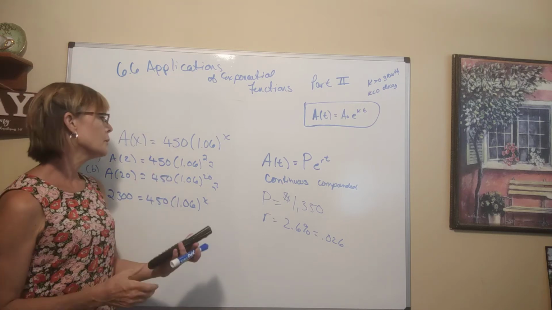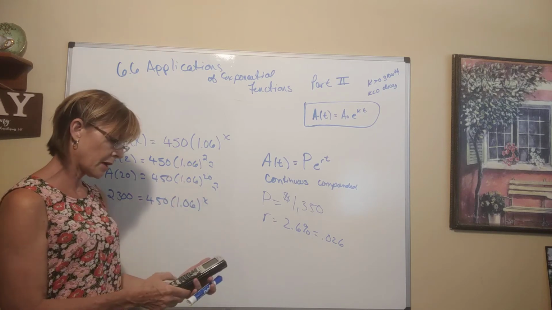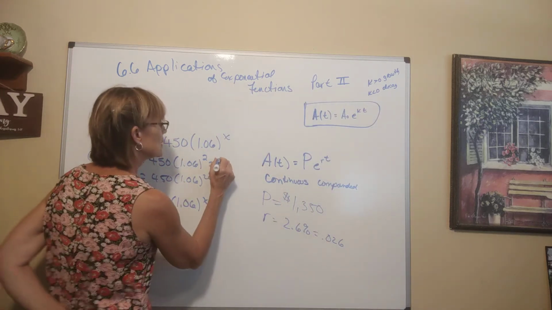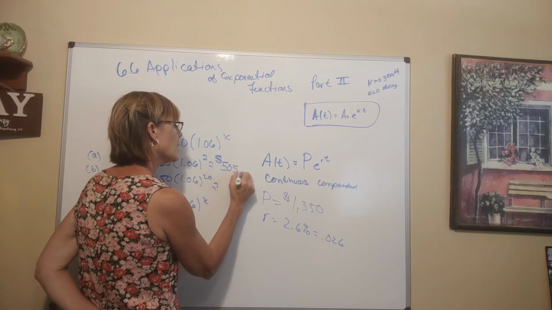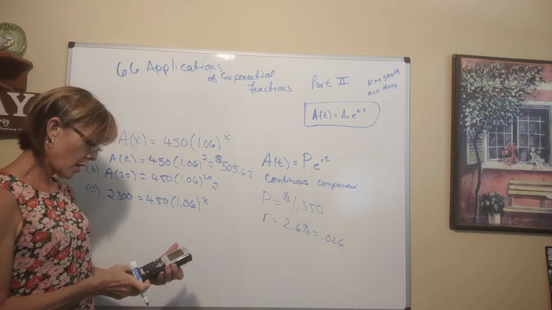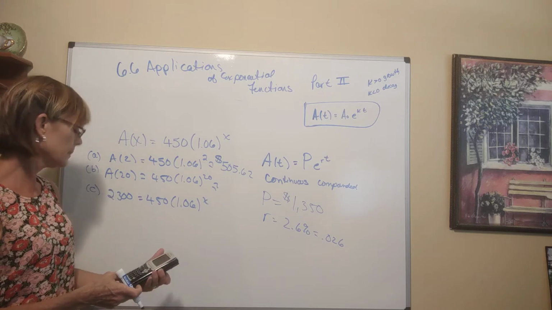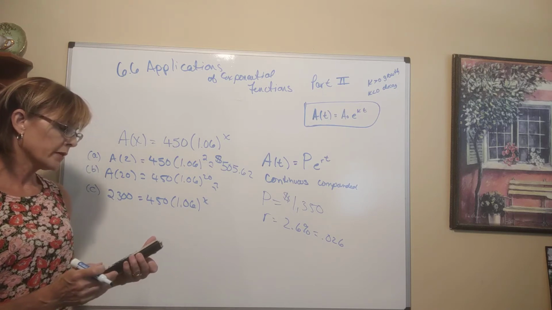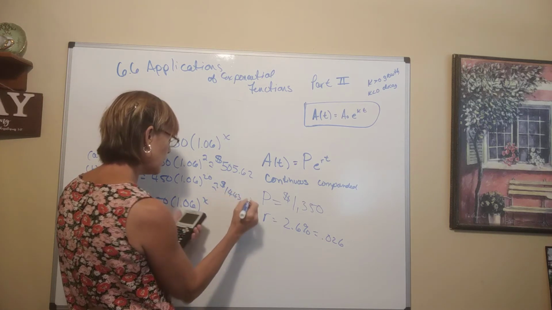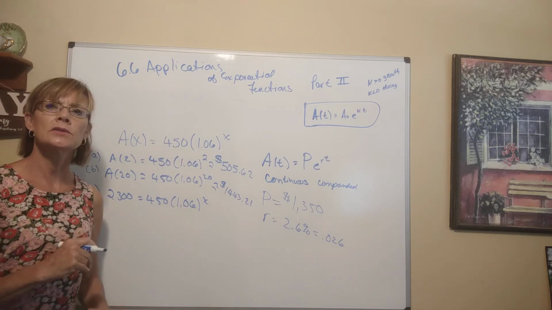So we start here. 1.06 raised to the second power, and I'm going to hit enter and then multiply that by 450. And I get $505.62. All right. Now for the next one, 1.06 raised to the 20th power times 450 gives me 1,443.2109, so $1,443.21. So that's the answer to that one.